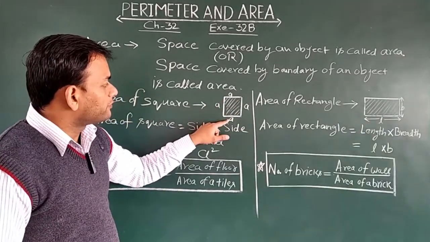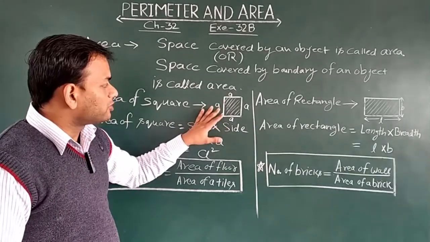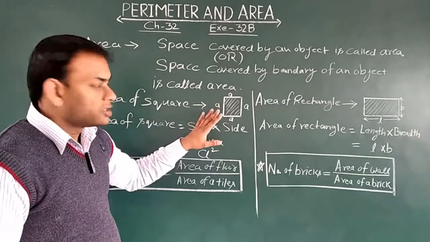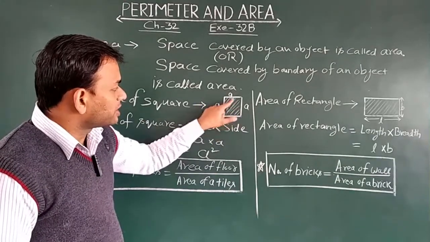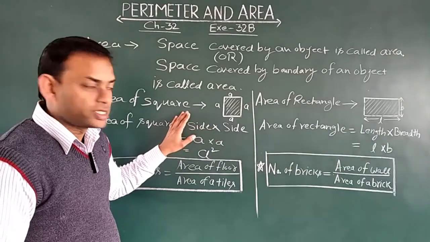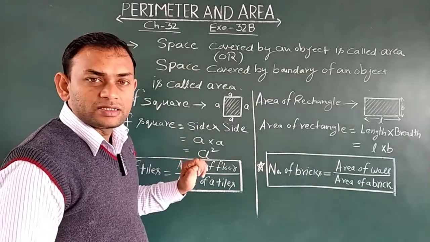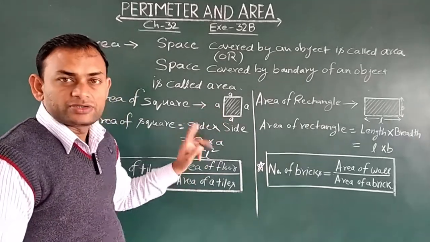And as you know, the sides of a square are the same. All the sides of a square are equal. So the interior part which is being covered by this square is called the area of this square. Got it? And how do we find the area of a square? By multiplying the two adjacent sides.